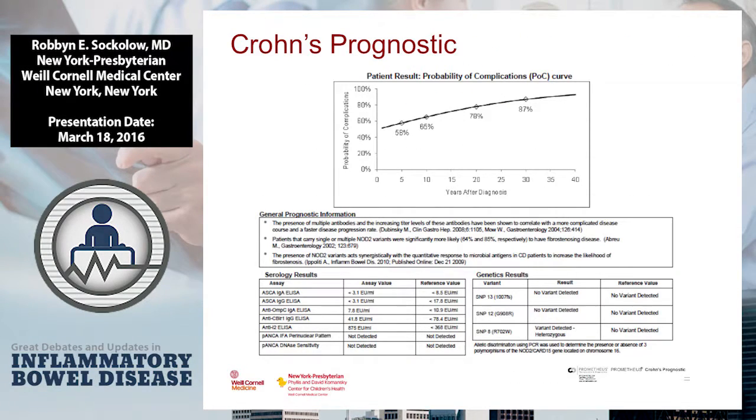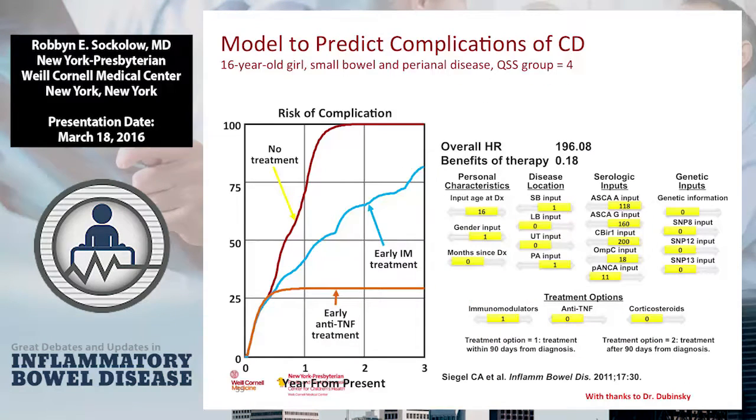So Crohn's Prognostic is another test that's available, and again, looking at your IBD markers, but now with the NOD2 SNPs. And again, this may be important information to show your patients that over time, you may get into complications with your Crohn's disease.